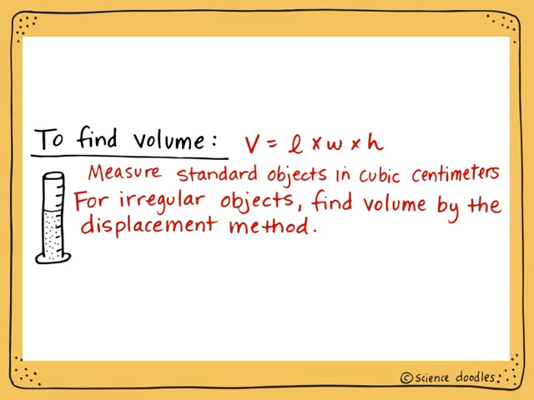For irregular objects, like what we did with the glue stick and the stamp, you find your volume by the displacement method, where you are going to put some water in a graduated cylinder, you drop your object in, and you see how much the water went up. The difference between where you started with the water and where you ended is going to be the volume. And remember, again, if it's a liquid, you're going to measure your volume in milliliters, and if it's a solid, you measure it in cubic centimeters.